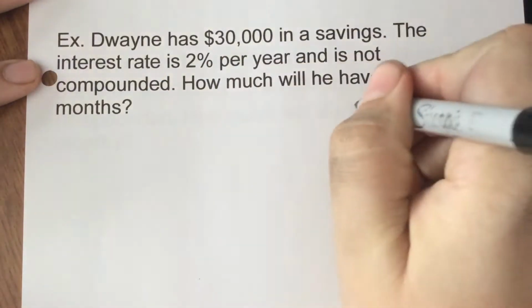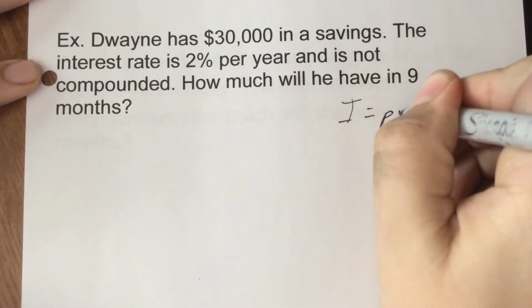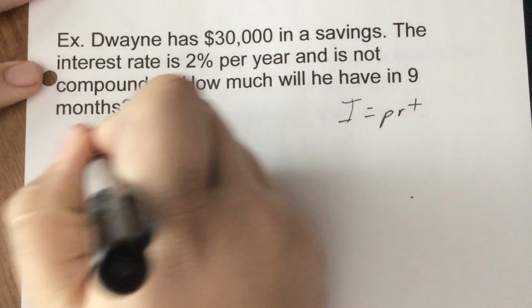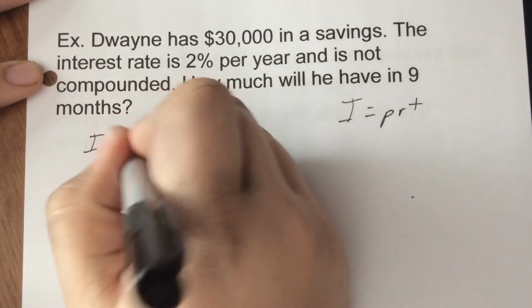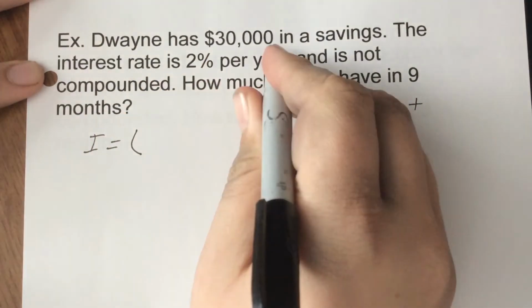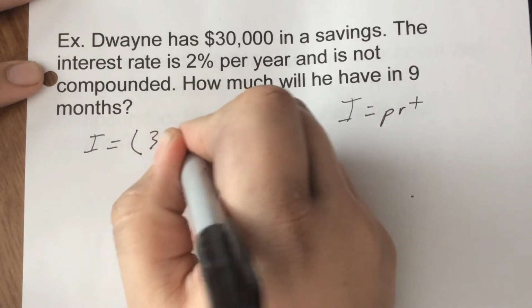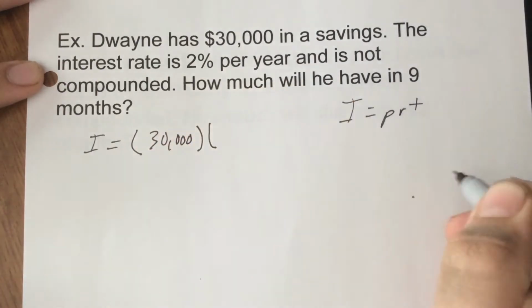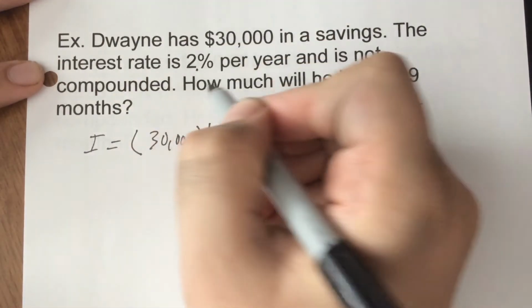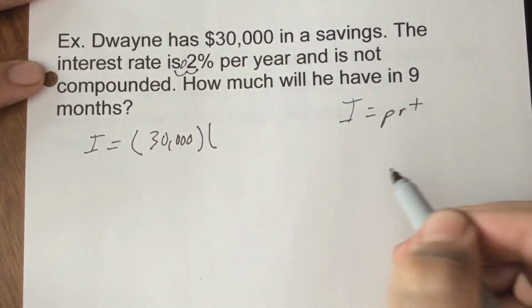So again, start with that. We're doing I equals PRT. So interest is going to equal our principal, which is how much we're investing, 30,000. Our rate is 2%. So remember, decimal there, 1, 2, add the 0.